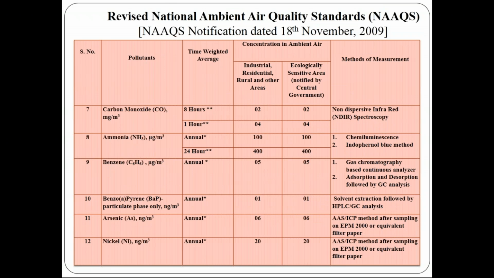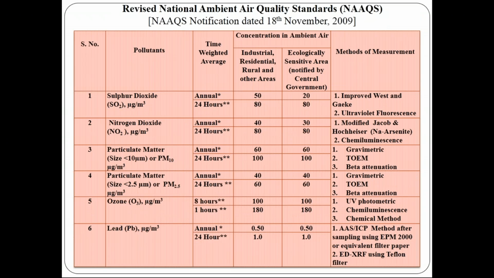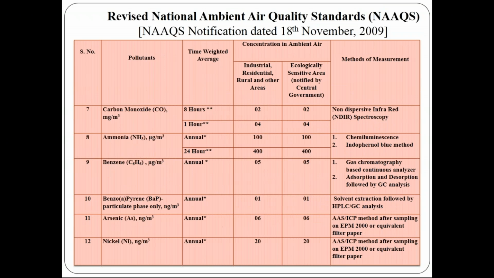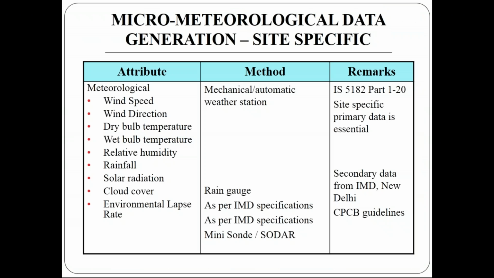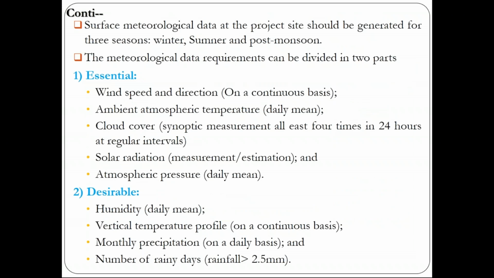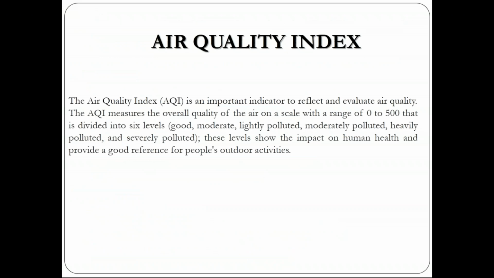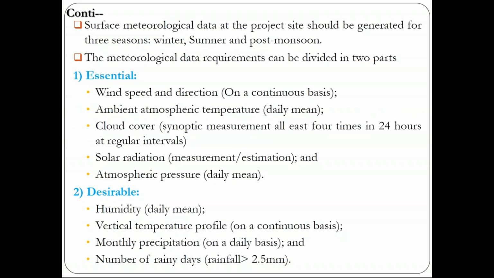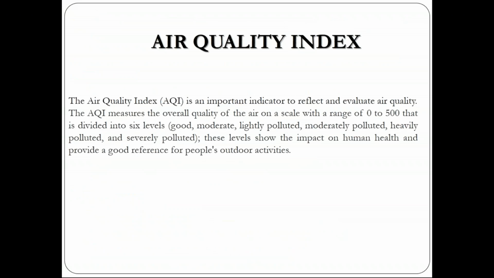Here you can see all 12 parameters under this air quality standard. 12 parameters are there, and we have already discussed these site-specific data. These are the meteorological data like wind speed, wind direction, dry bulb temperature, wet bulb temperature, relative humidity, rainfall, solar radiation, and cloud cover are required. And of course, we have to put the wind direction and wind speed into the wind rose diagram. And now we will discuss the air quality index.